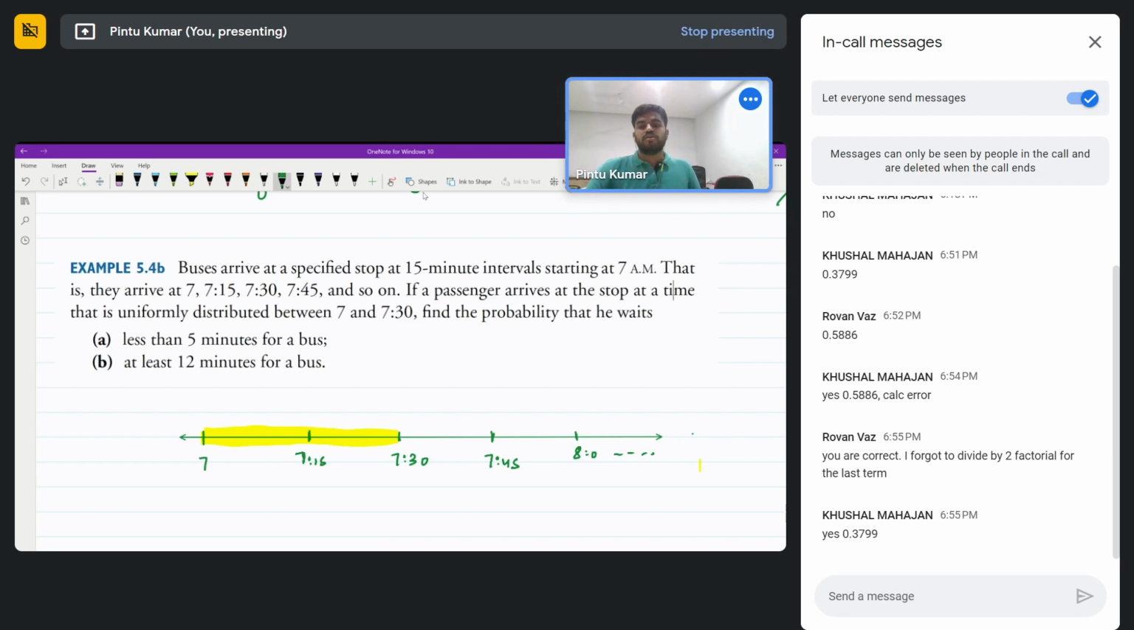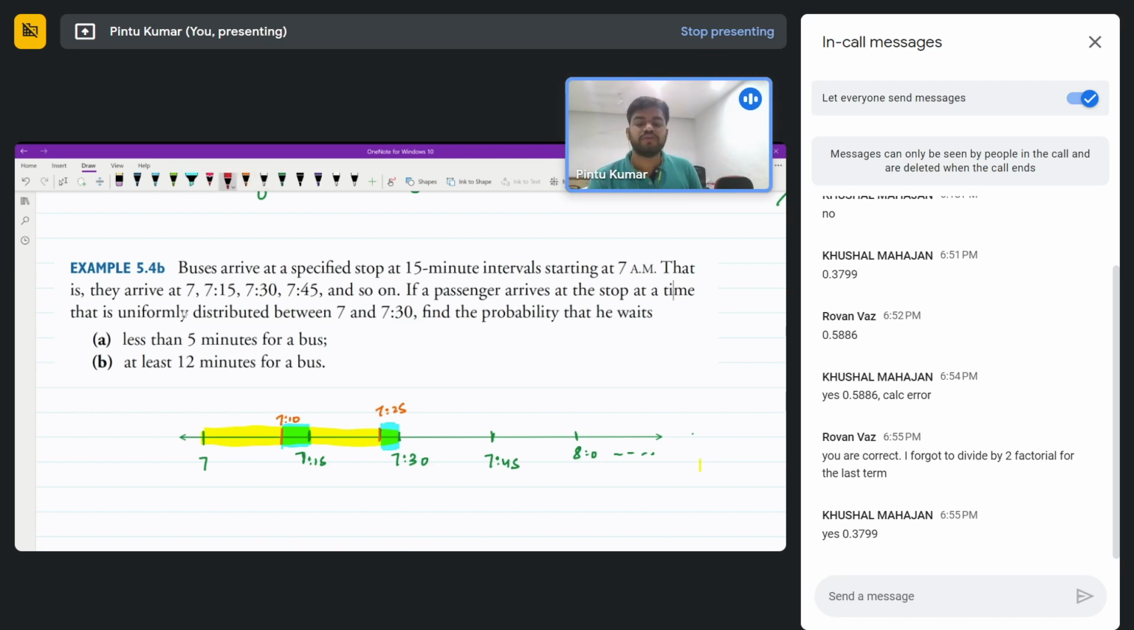Waiting less than 5 minutes would mean that he arrived in this particular area. So either he arrived between 7:10 to 7:15. That's when he would have waited less than 5 minutes. Or he arrived between 7:25 to 7:30. Right? If he arrives in these two portions, then only he waits less than 5 minutes, right?